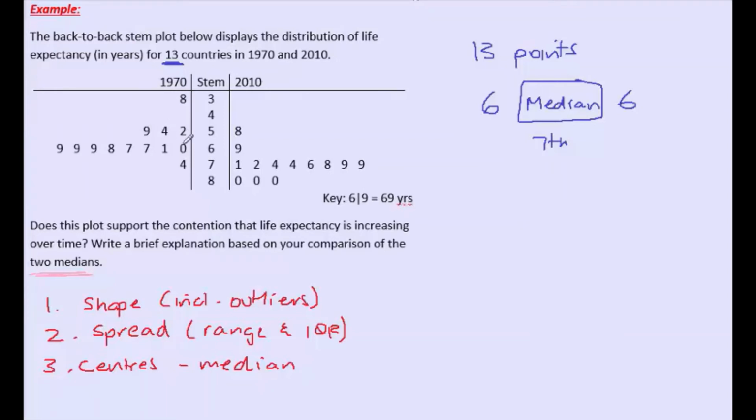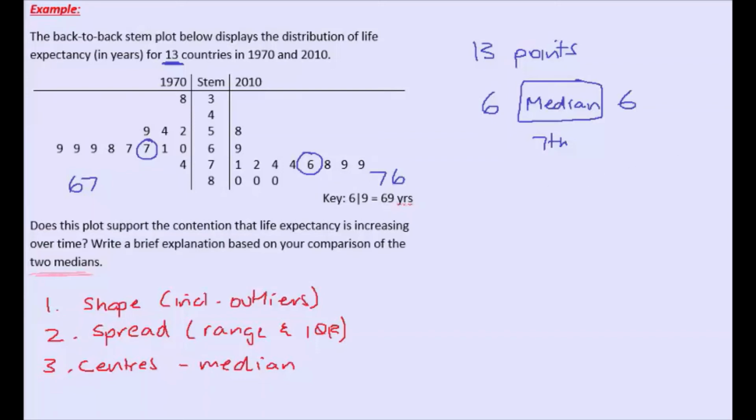There's 1, 2, 3, 4, 5, 6, 7. I need to double check that, 1, 2, 3, 4, 5, 6, 7. So there's my 7th point, and here 1, 2, 3, 4, 5, 6, 7. There's my 7th point there. So now my median for 1970 is 67 by the looks of this, and my median for 2010 here is 76. Because there's a significant difference, that does support the contention.